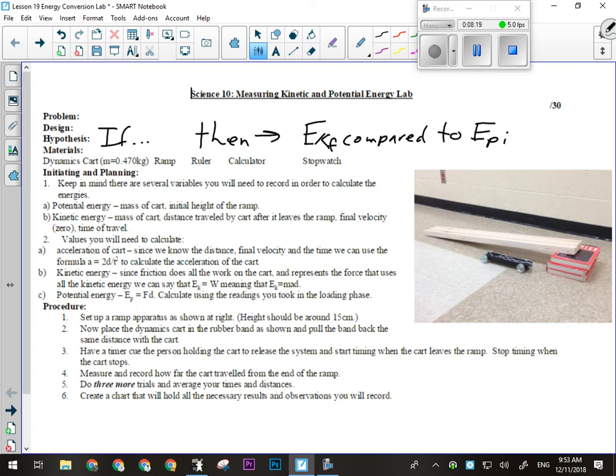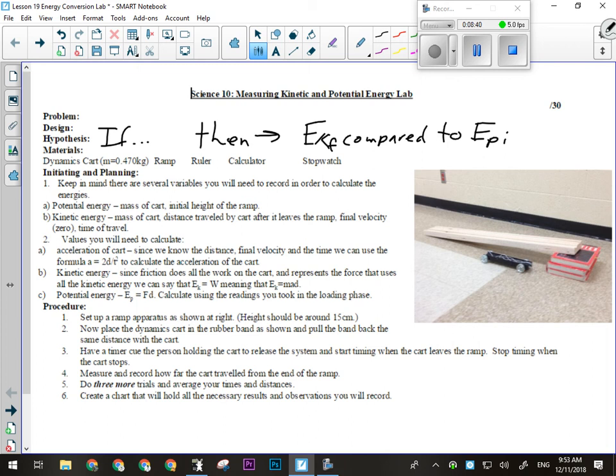In order to get the potential energy, you'll need the mass of the cart, which I actually gave you up here in the materials. The initial height of the ramp, that you'll have to measure because everybody's will be slightly different, but they should be around 15 centimeters. And do you want that to stay in centimeters or in meters? You want it in meters for your calculations.